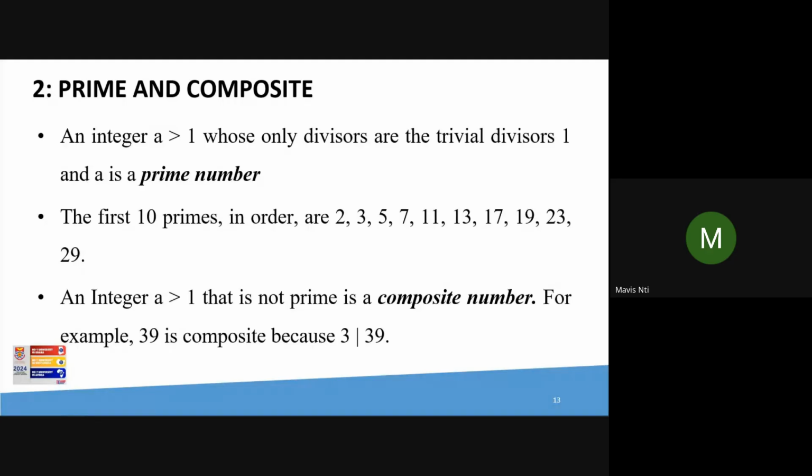Is it the composite numbers? Yes, the composite numbers as well. The composite numbers are the numbers with more than two factors. For instance, when we take 6, the factors of 6 are 1, 2, 3, and 6. They are more than two factors. So those numbers with more than two factors are composite numbers. But the numbers with just the number itself and 1 as their factors are the prime numbers.